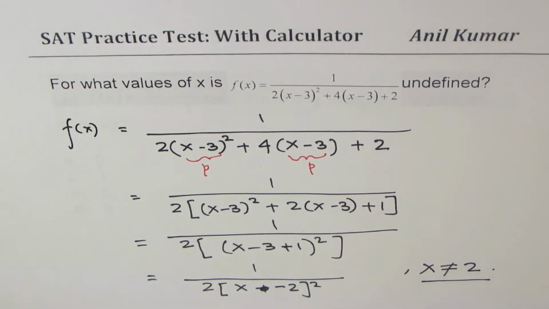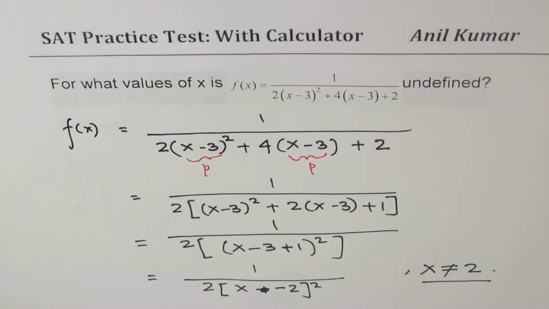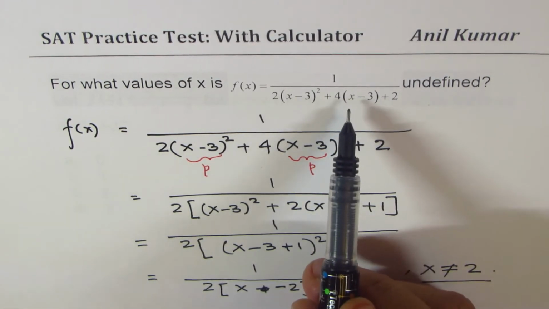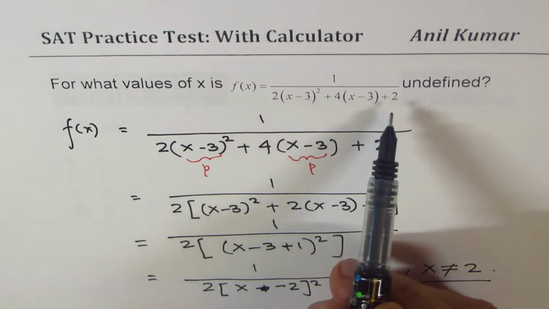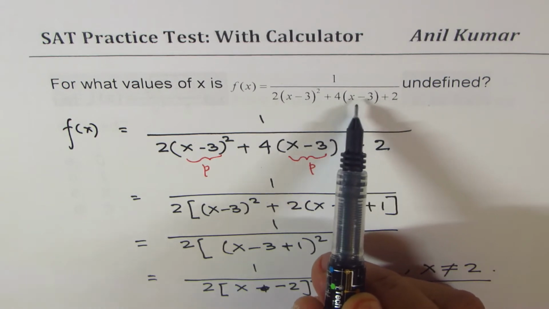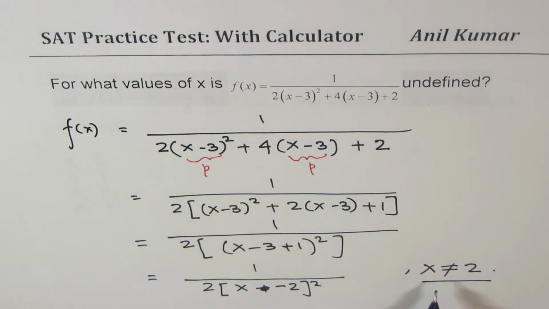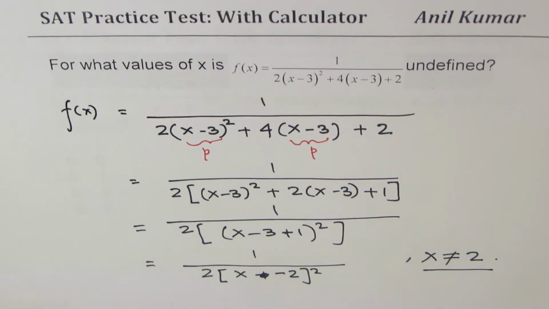So that becomes your restriction for the given question, correct? So that is how you're going to do it. If you substitute 3 here, you get your answer as 2. Do you see that? It is not 0 for 3. It is only undefined for x equals 2, as we have shown. So I hope that is clear, right?